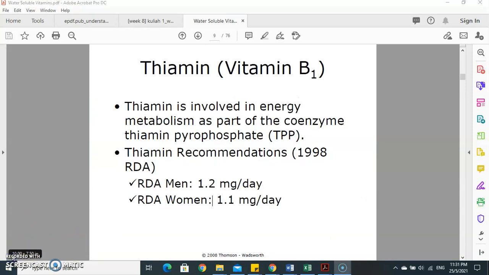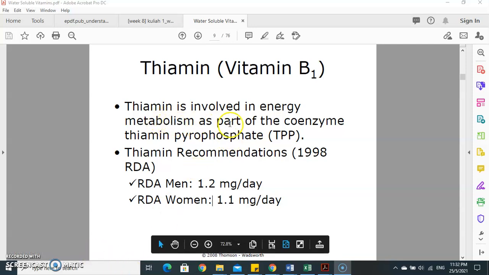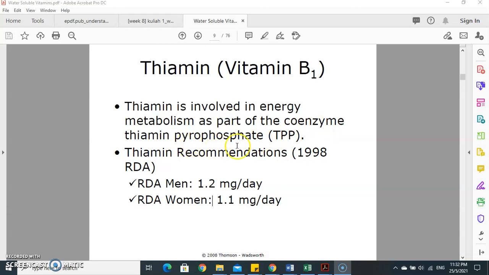Okay, class. So right now we're going to look at vitamin B1. Kita ada vitamin B1, B2, B3, B4, B5, B6, B12. So this is the first one, vitamin B1, or it is known as thiamine. Kita ada thiamine. So thiamine is involved in energy metabolism as part of the coenzyme thiamine pyrophosphate, TPP.